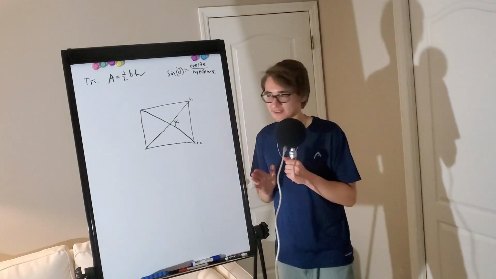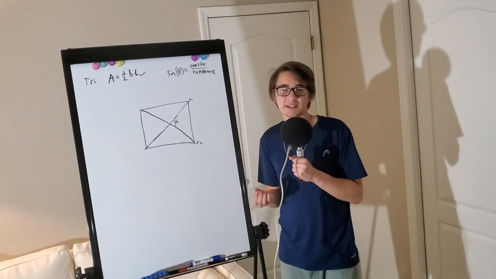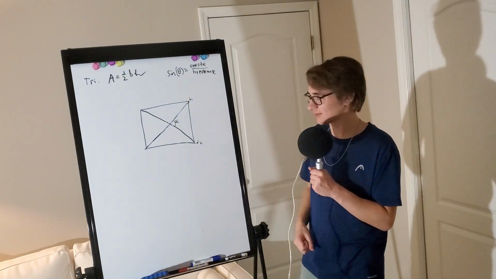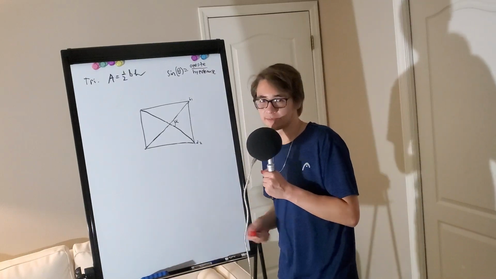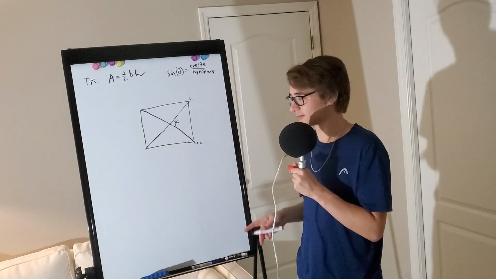I know what you're probably thinking. Wait, D1 and D2 and alpha are all you need? You don't even need to know a single side length to find this area? Yes, that is exactly right, and I'm going to show you how. So, we know the area of a triangle formula right here.